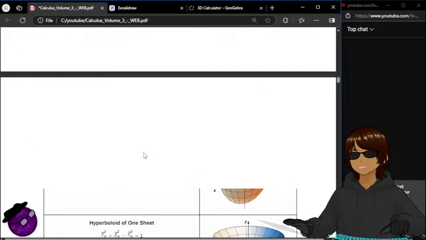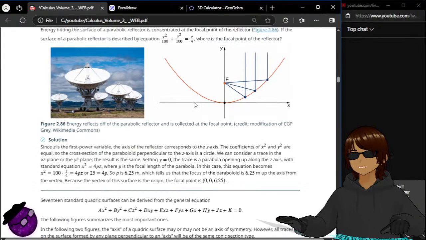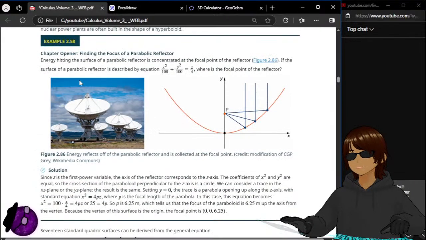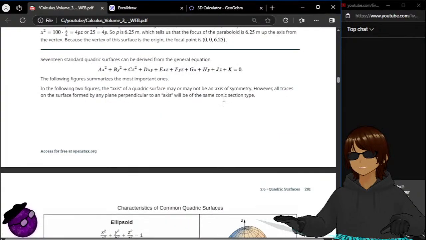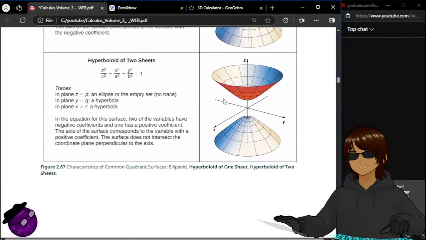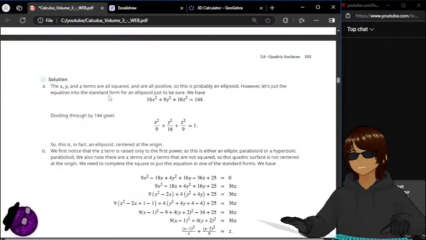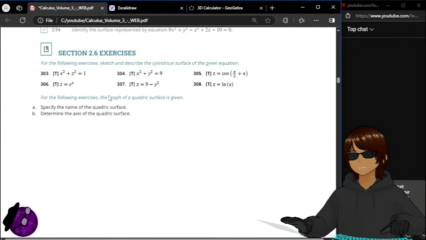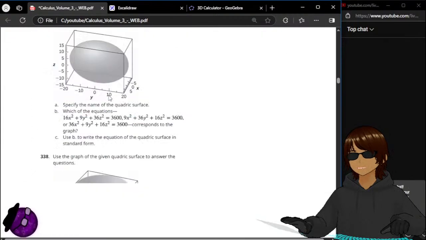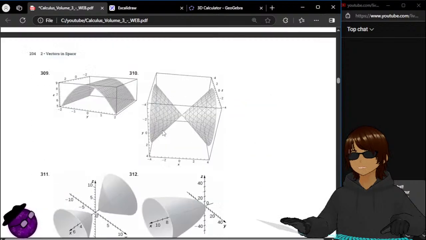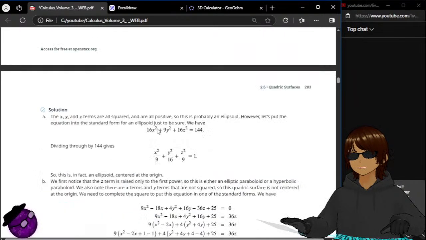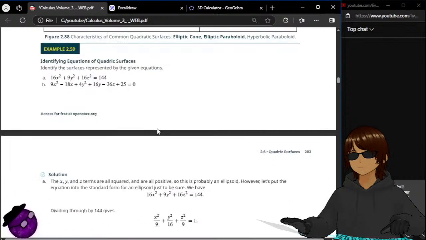This chapter was mainly about introducing more shapes. It wasn't really about vectors. I mean, it is about vectors, but it's only about three-dimensional shapes. Okay, I think I will do these questions off stream. Should I do at least one of them?